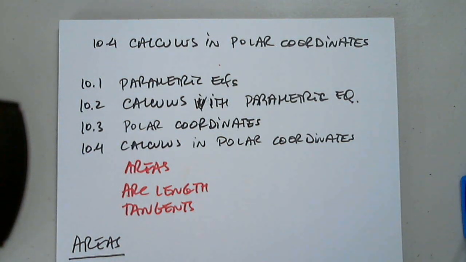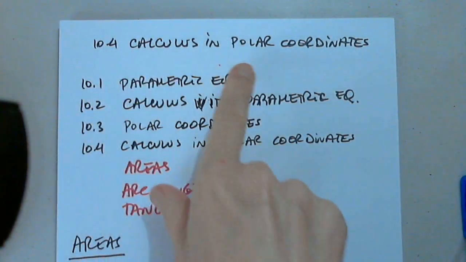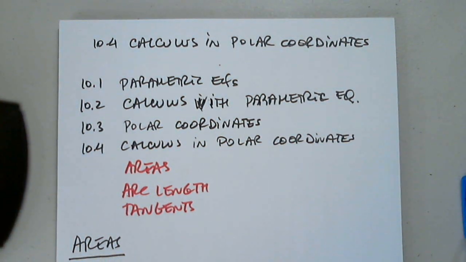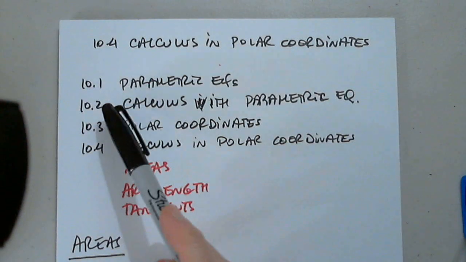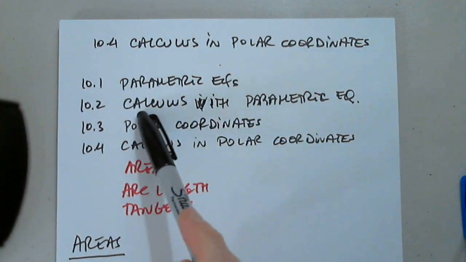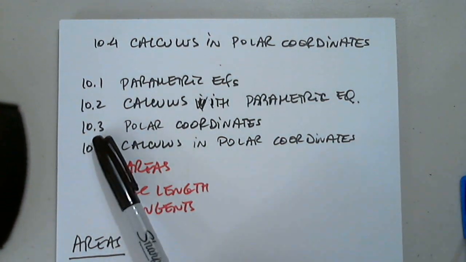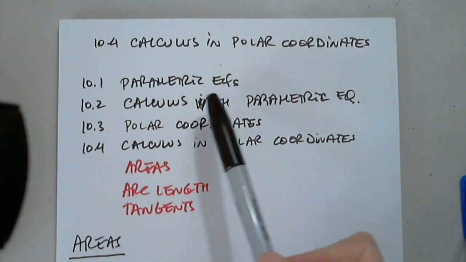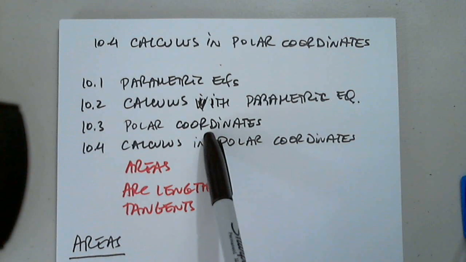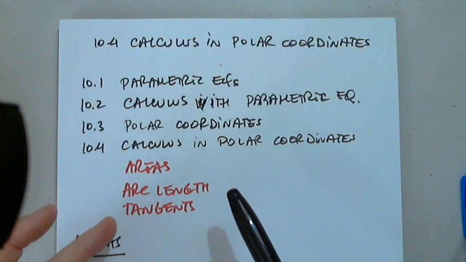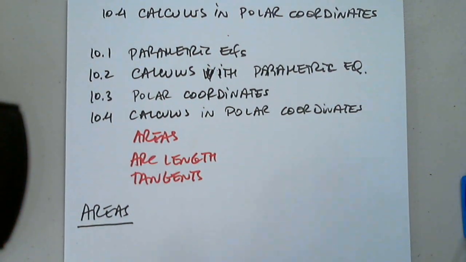Hello again. We are finishing up the sections that we cover in Chapter 10 with 10.4, Calculus in Polar Coordinates. And just a quick refresher, 10.1 was parametric equations, and then, of course, calculus in that setting. Section 10.3, polar coordinates, and, of course, now calculus in that setting. We're going to look at areas, arc length, and tangents. So let's start with areas.